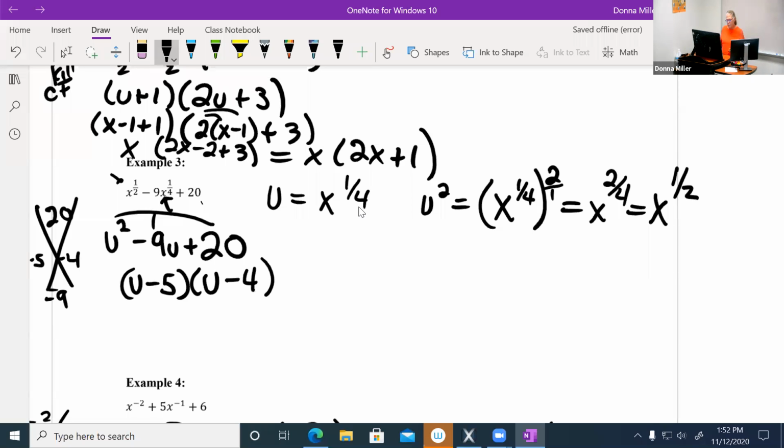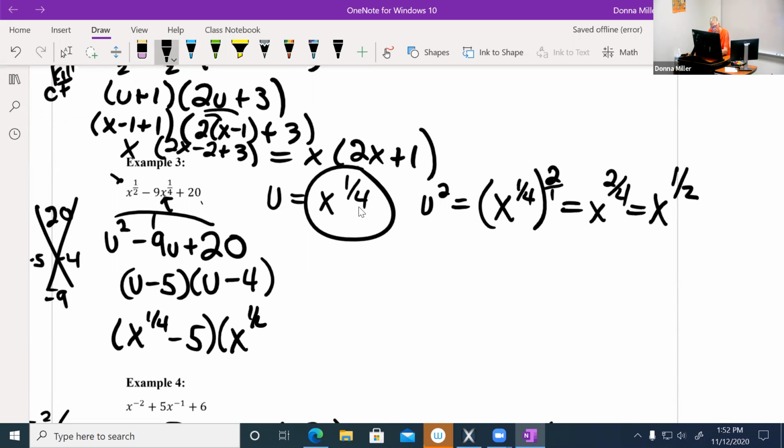My last step is to replace the u. Well, u is x to the 1/4. All right, so I'm going to replace it. So it's x to the 1/4 minus 5, x to the 1/4 minus 4.